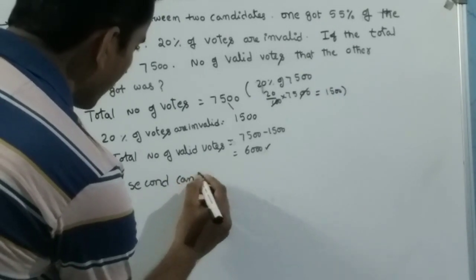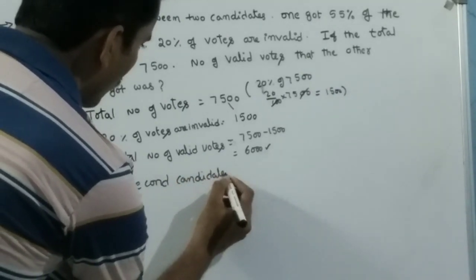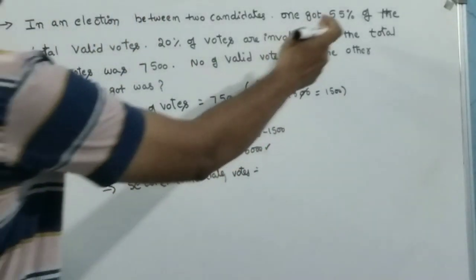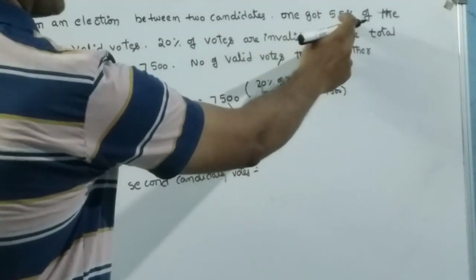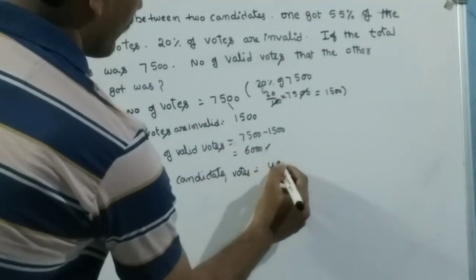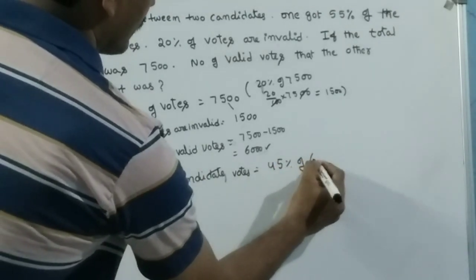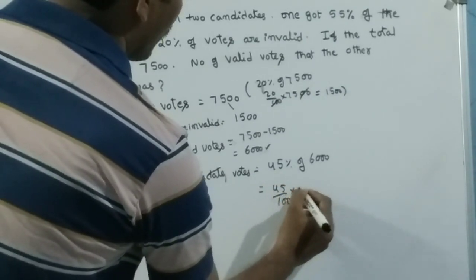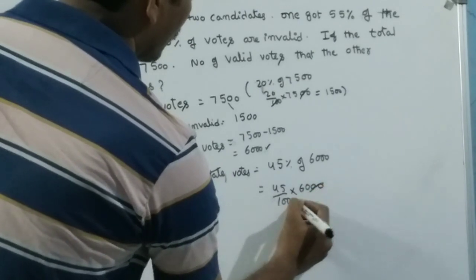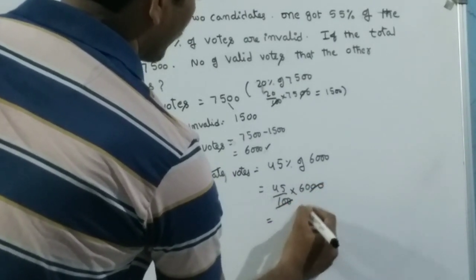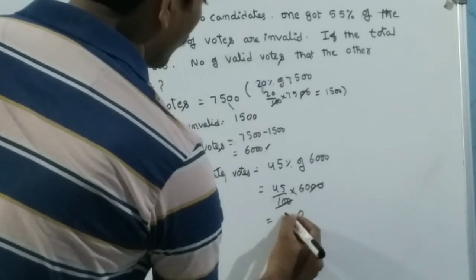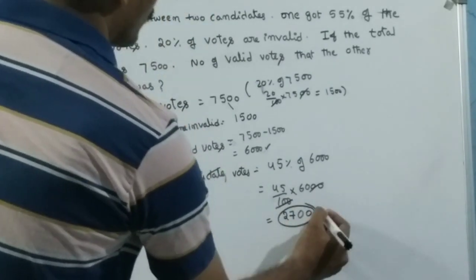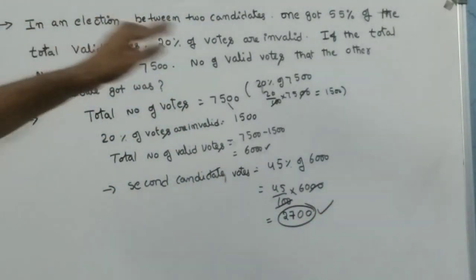Second candidate votes equal to how much percentage? First person got 55%. Remaining 45% of 6,000. You calculate now: 45 by 100 into 6,000. You cancel it. 6 5s are 30, 6 4s are 24, plus 3 is 27. See friends, 2,700 votes the other candidate got.